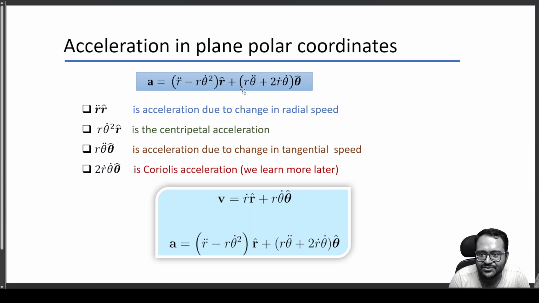So we got the 4 terms. This is acceleration due to change in radial speed. This is actually the centripetal acceleration. This is the acceleration due to change in tangential speed, theta double dot. If your angular velocity is itself not a constant, it also changes. So this is acceleration due to change in tangential speed, and this is called Coriolis acceleration. We'll learn about it later. So please remember this.